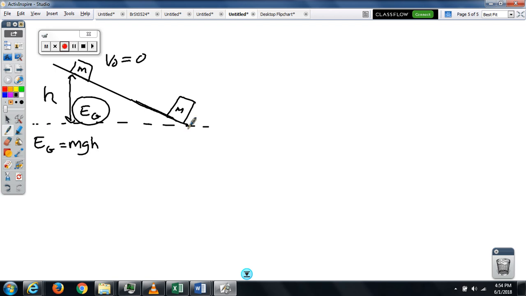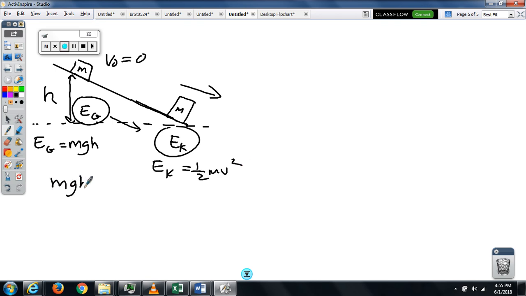and when it gets down to this level, it will have picked up a certain amount of speed, and all of this EG becomes EK. EK is 1/2 mv squared. So mgh equals 1/2 mv squared. The masses cancel. The speed squared has to equal 2gh, or v equals the square root of 2gh.